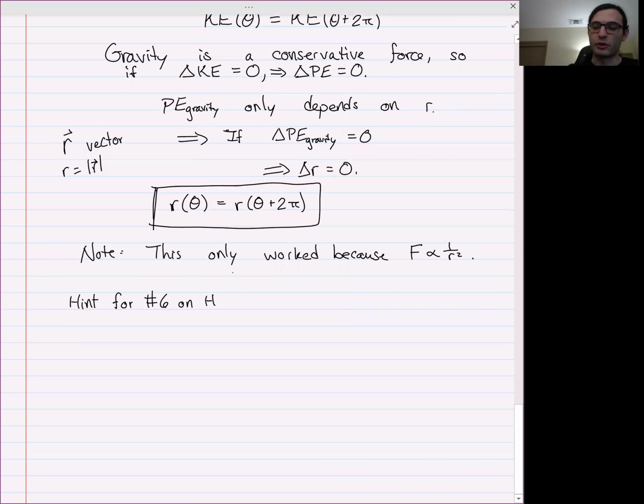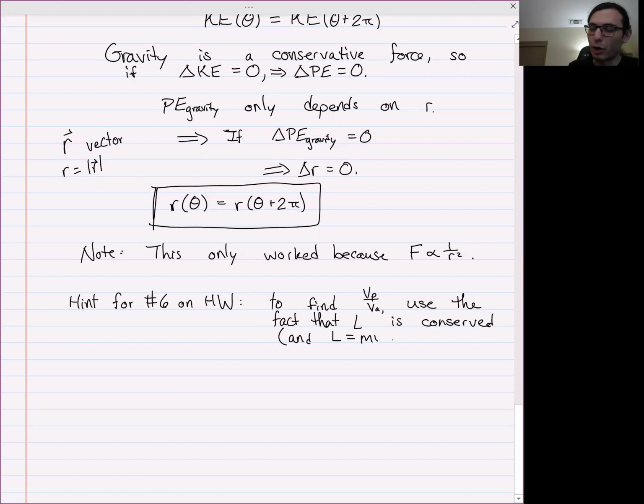Now, just as a hint for problem 6 on the homework, you're going to have to use some of this material. This is about finding the ratio of the speeds, or of the velocities, at perihelion and aphelion. The fact that you want to use is that L is conserved, and that the angular momentum can also be written as mv r perp. Those will both be very useful.